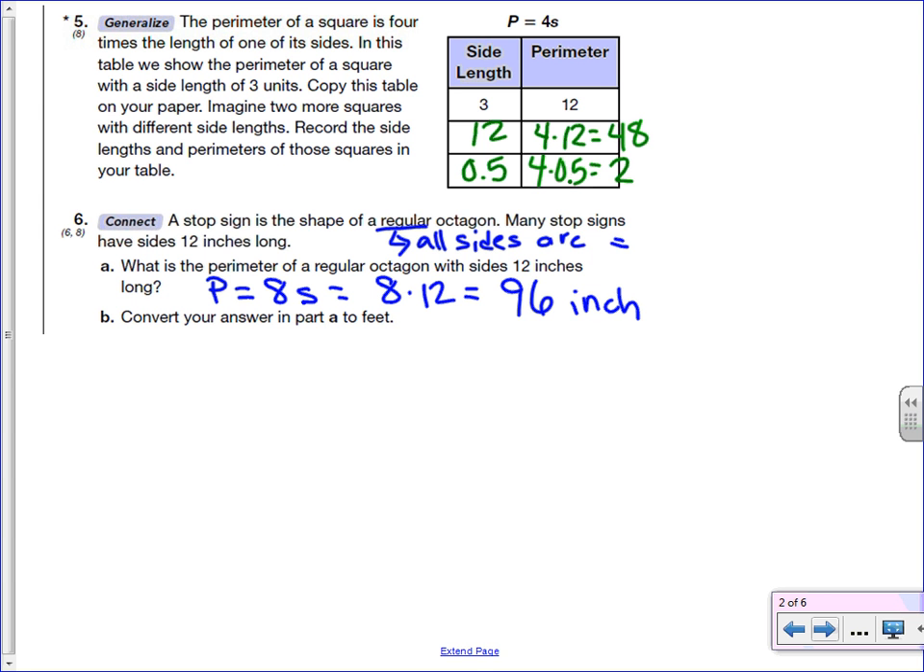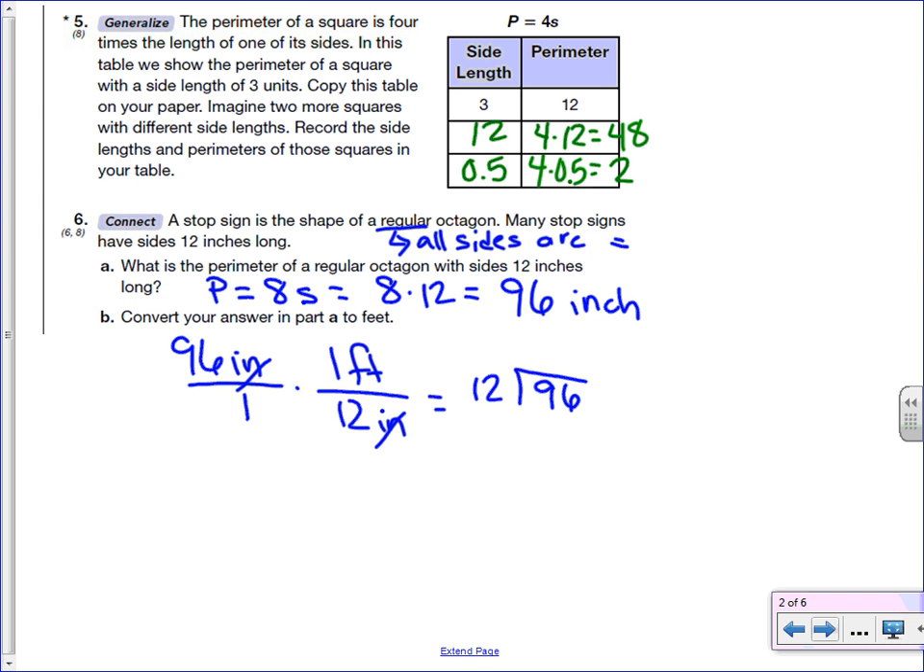Convert your answer in part A to feet. Well, we have 96 inches, and there are 12 inches in 1 foot. Inches cancel, and this shows us that we want to take 96 and divide it by 12, and that's going to be 8, kind of what we just figured out here. So 8 feet.